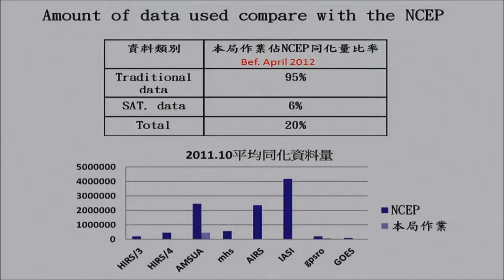This table shows the amount of data used compared with NCEP. For traditional data, we use 95% of NCEP. For satellite data, we only use 60% of NCEP. In total, we are at about 20%. The lower panel is an example of the satellite data. Deep blue color is NCEP. Shallow blue color is CWB. You can see we use quite little satellite data.